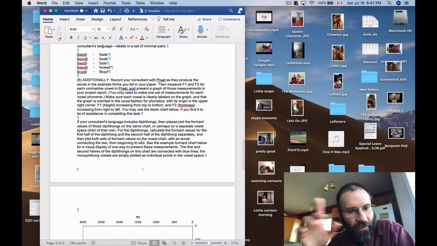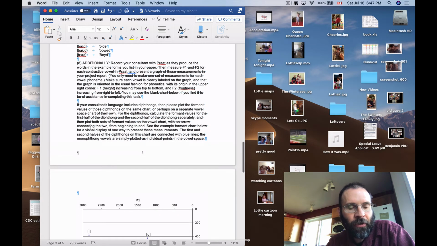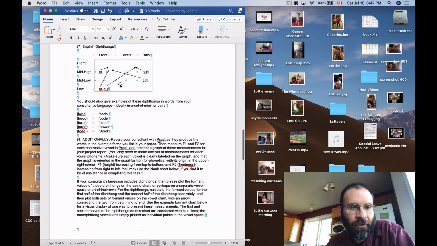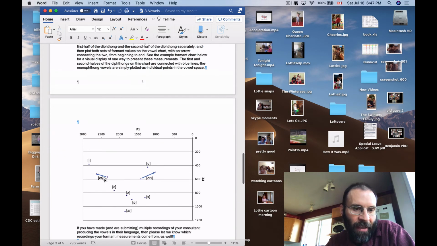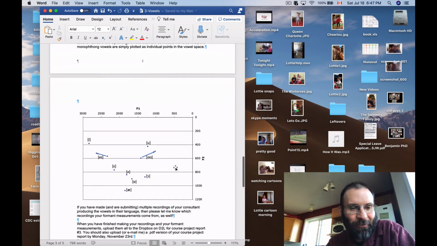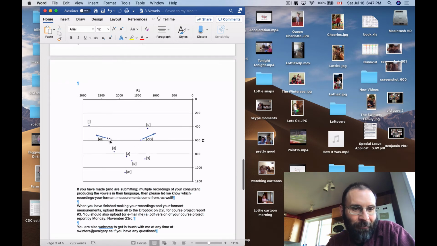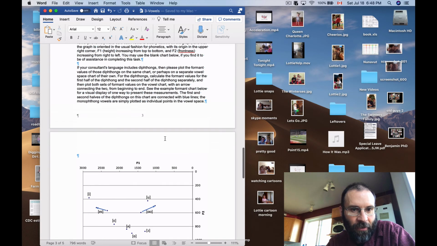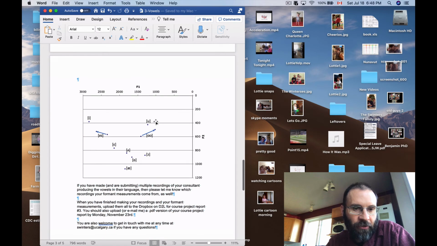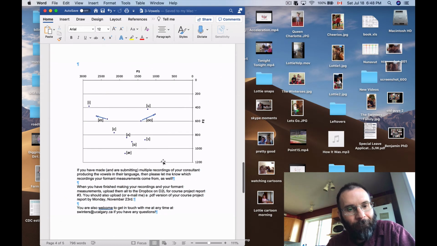And then plot both sets of formant values on the vowel chart with an arrow connecting the two from beginning to end. So we've got arrows connecting the diphthongs here, showing where they go in the vowel space. Down here, I've got an A and an O. This is actually from somebody's English formant measurements from a 341 class, but it works just the same. So this is where A starts, this is where it ends, this is where O starts, and this is where it ends, and it just shows you how the vowel goes through the space, right? The monophthongs here are just plotted as individual points, so those are from the midpoint measurements of the vowel. But it should look something like this.